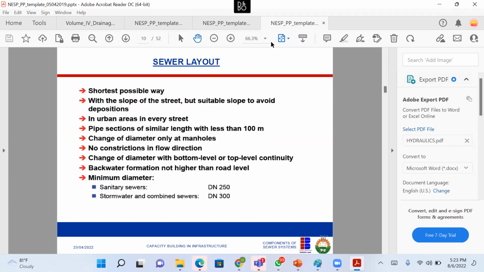So, sewer layouts. It is recommended that you use the shortest possible way. Then with the slope of the street, you can use the slope of the street, but a suitable slope so that you avoid deposition. When you are talking about sewer, you must make sure that your slope is good. If you don't slope well, there will be blockage. There will be sediment deposition, and with time, it will build up and block the sewer pipes.